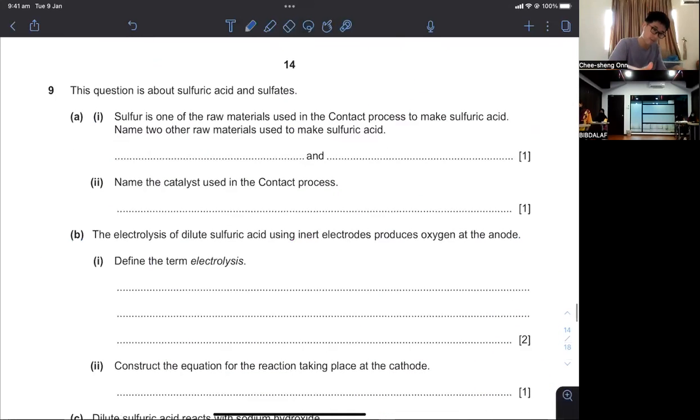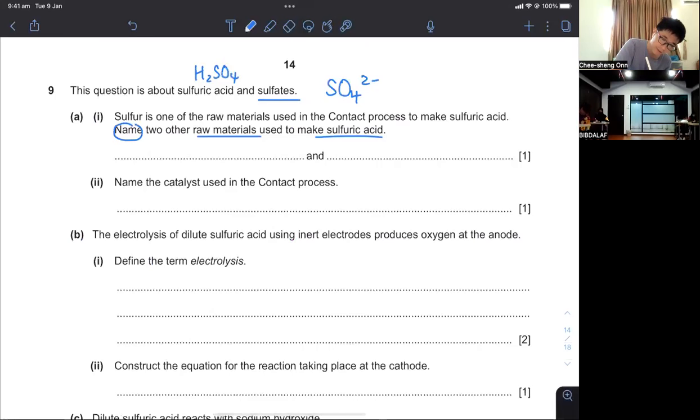Okay, this question is about sulfuric acid, which is H2SO4. This is also about sulfate. Sulfate is the salt that you get from sulfuric acid. Sulfate is also in your paper 3 practical, and in your paper 4 test for sulfate. Now name 2 other raw materials used to make sulfuric acid.